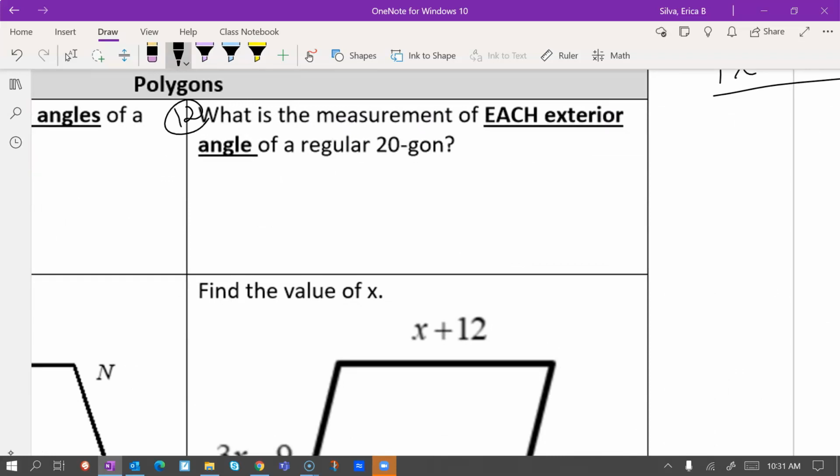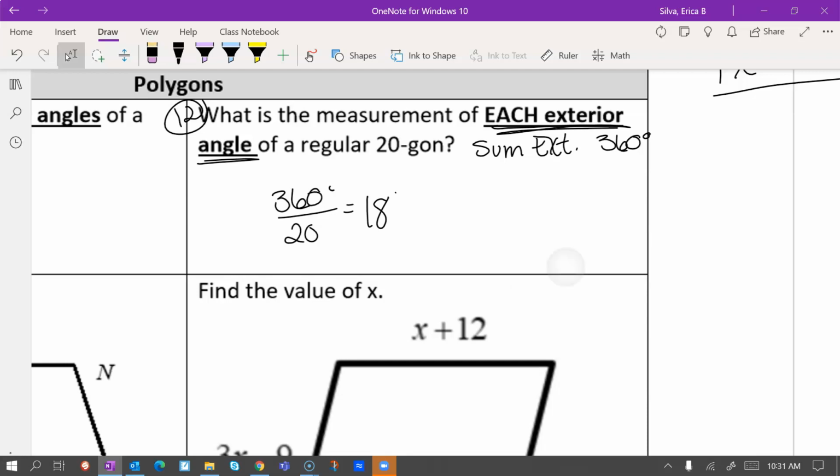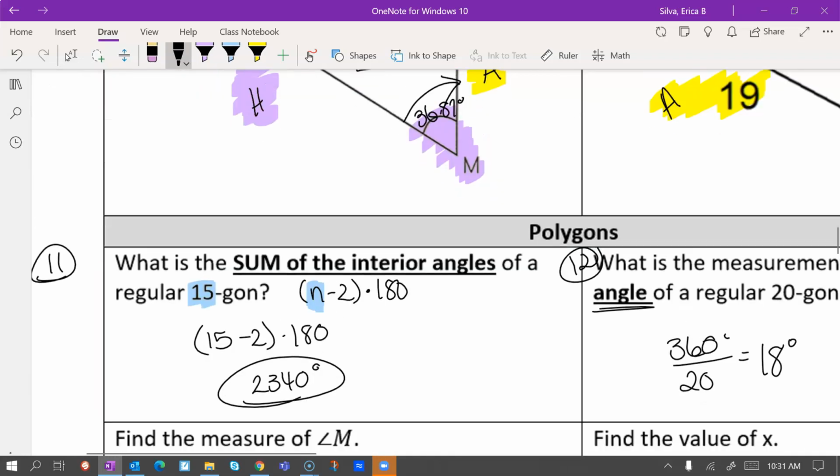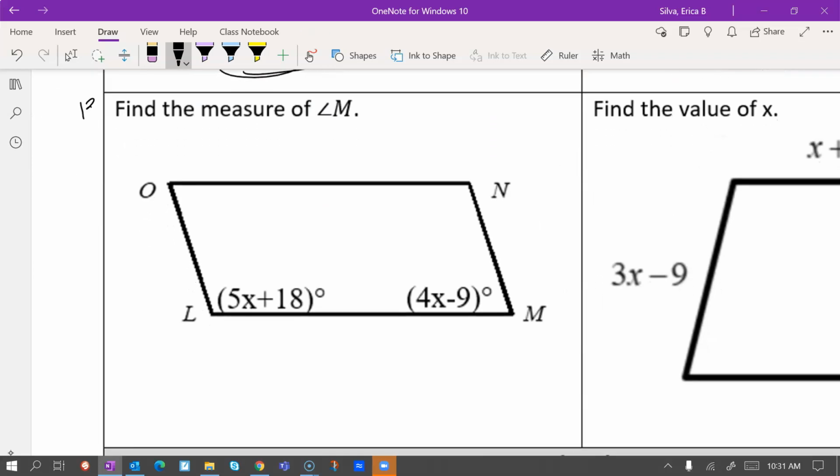Go to number 12. Each exterior angle, remember the sum of exterior angles of any polygon is equal to 360 degrees. So all we have to do here is get 360 divided by the number of sides, and we get 18, which means that each angle on the exterior of a regular polygon is 18 degrees. Let's go to number 13.